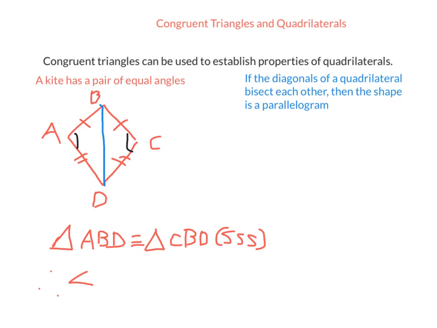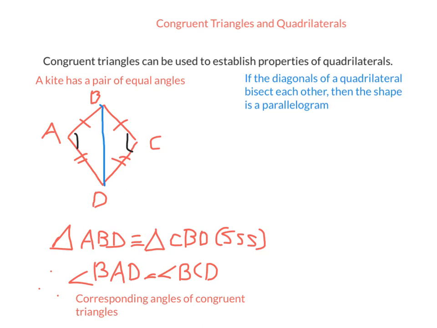So therefore this angle here is BAD. So the angle's at A, so A goes in the center. Angles always have three letters. Angle BAD is equal to angle BCD. And again, the reason that they're equal, they're corresponding or matching angles of a congruent triangle. So I'm done. That's exactly what I wanted to prove. I proved that this kite has a pair of equal angles. So let's move on to the next one.